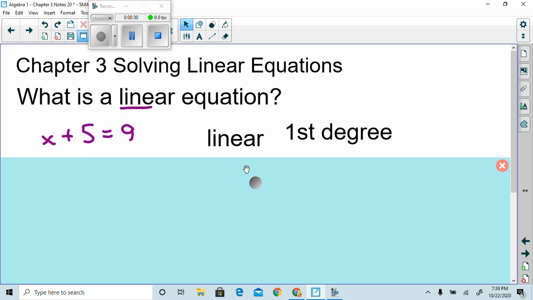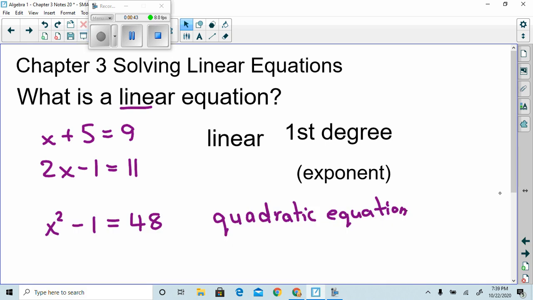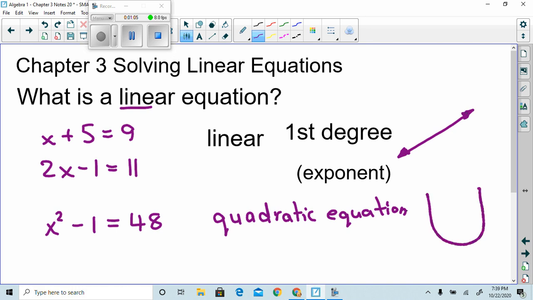That makes it linear. x + 5 = 9 is a linear equation. 2x - 1 = 11 is a two-step linear equation. The exponent is to the first degree. If I were to write an equation like x squared - 1 = 48, that would be a quadratic equation. In the linear, we said we're going to form lines on the coordinate plane. So we may have a line that is uphill positive or downhill negative. But when we look at quadratics, they're going to form those U-shaped parabolas. All right, so that's just a little bit of background.